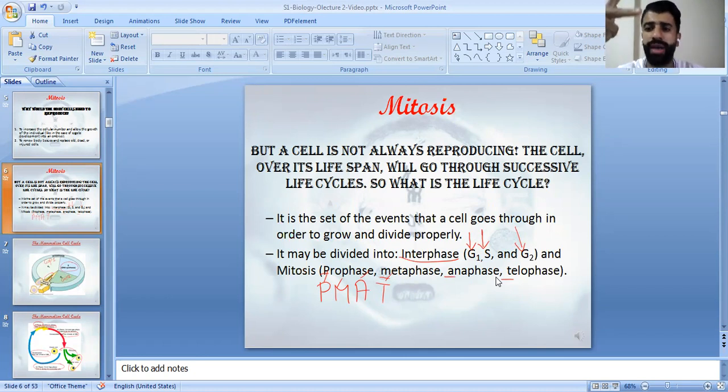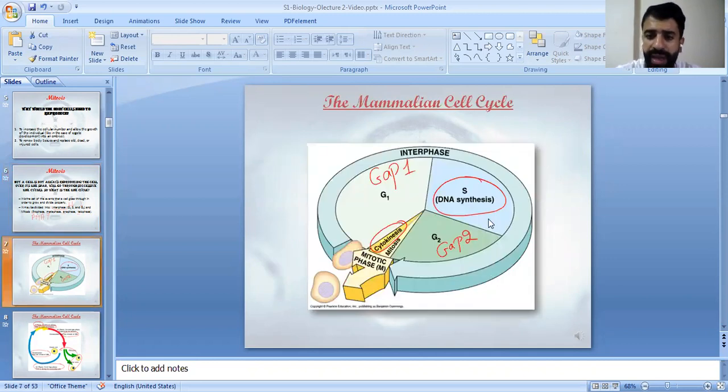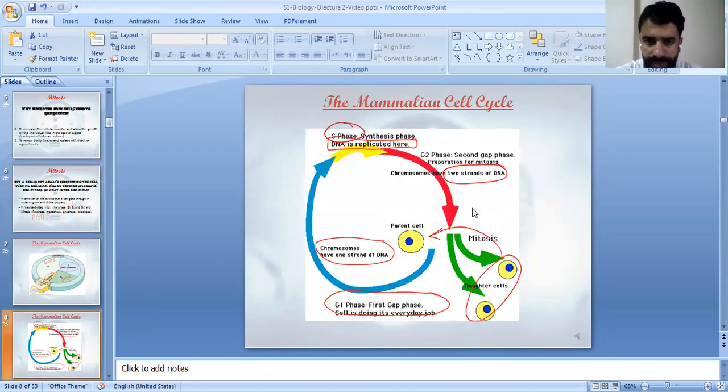Interphase is divided into three checkpoints: G1, S, G2. G1 is called gap 1. S is the synthesis phase. G2 is the gap 2 phase. In the synthesis phase, duplication or replication of DNA takes place. Mitosis is divided into four main phases: prophase, metaphase, anaphase, telophase. So DNA synthesis or DNA replication occurs during the S phase of the interphase. G1, gap 1, S, DNA synthesis or replication. G2, which is gap 2. Then we have mitosis, and finally we have cytokinesis where the cell is going to divide into two.